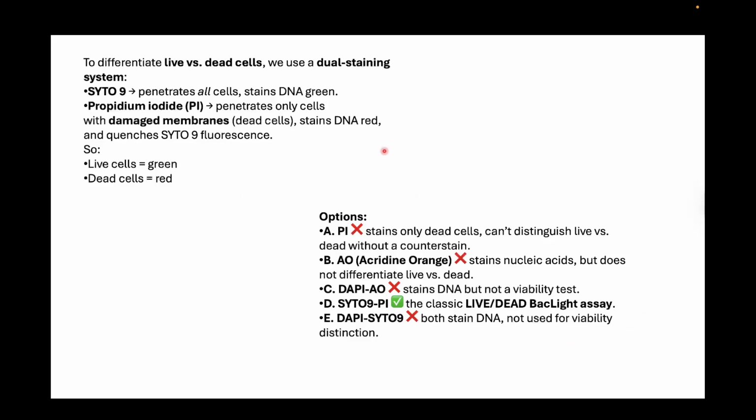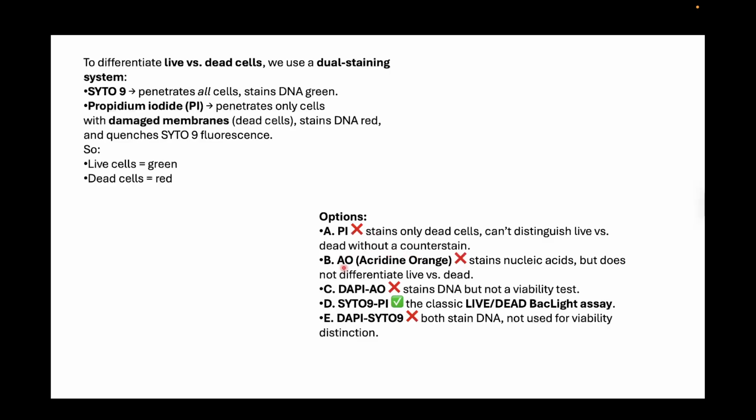So this is a dual staining method where SYTO9 can penetrate all the cells and stains DNA in green color, while propidium iodide penetrates only the cells which have damaged cell membranes, or in short dead cells, which stains the DNA in red color and quenches the SYTO9 fluorescence. So then in a mixture of cells, green glowing cells are the live cells, while red glowing cells where green fluorescence is quenched are the propidium iodide entered cells, or the dead cells. So live cells will be green and dead cells will be red.